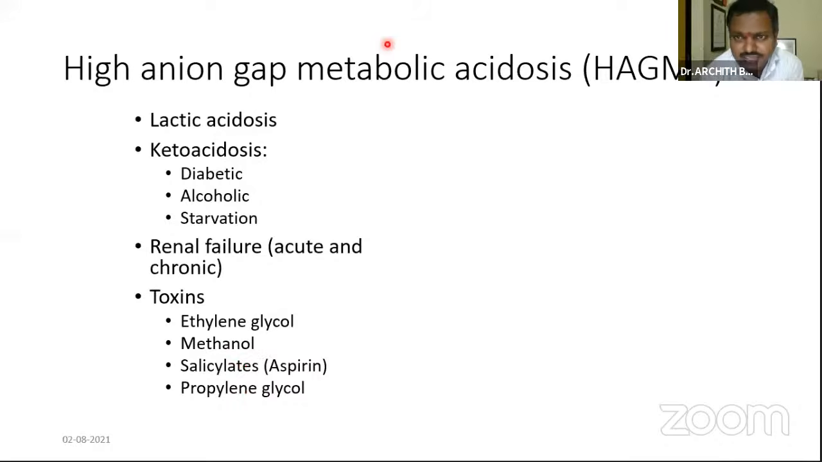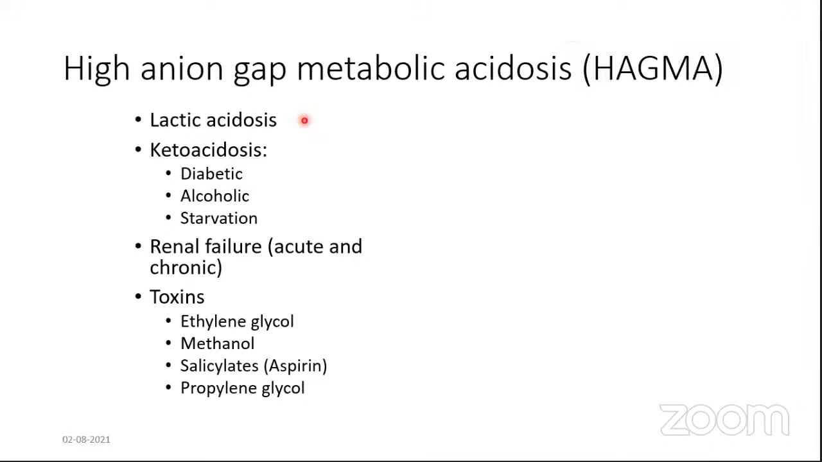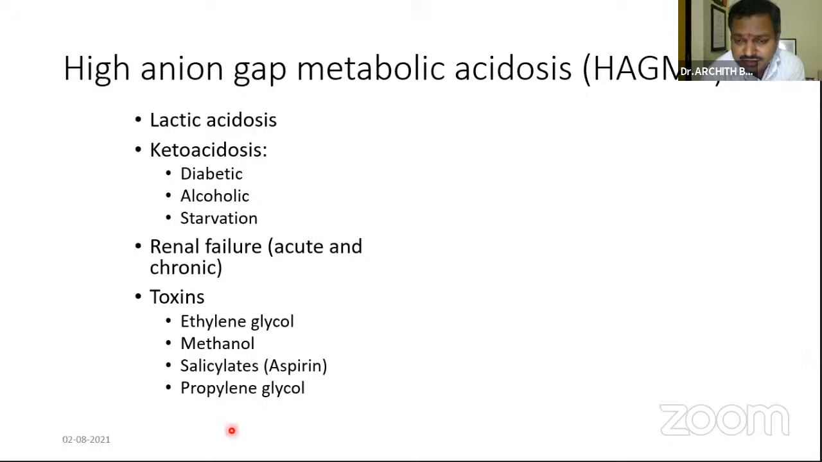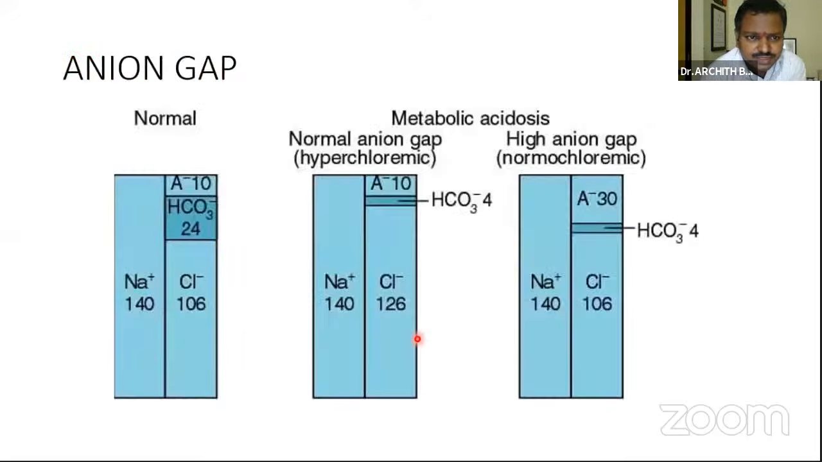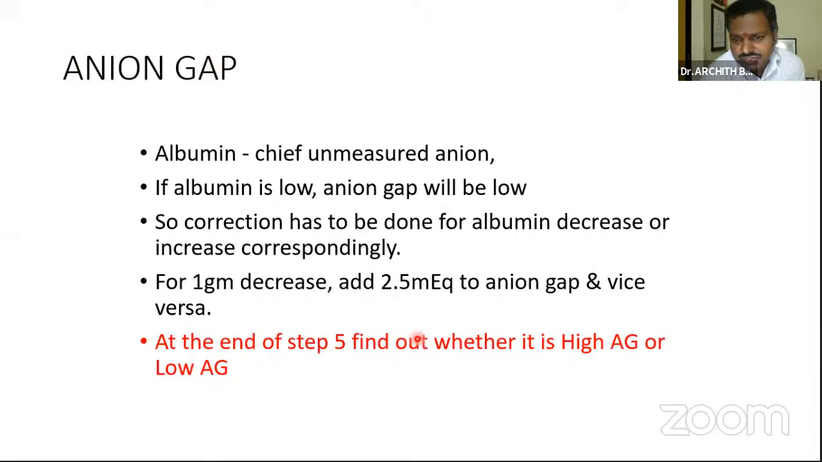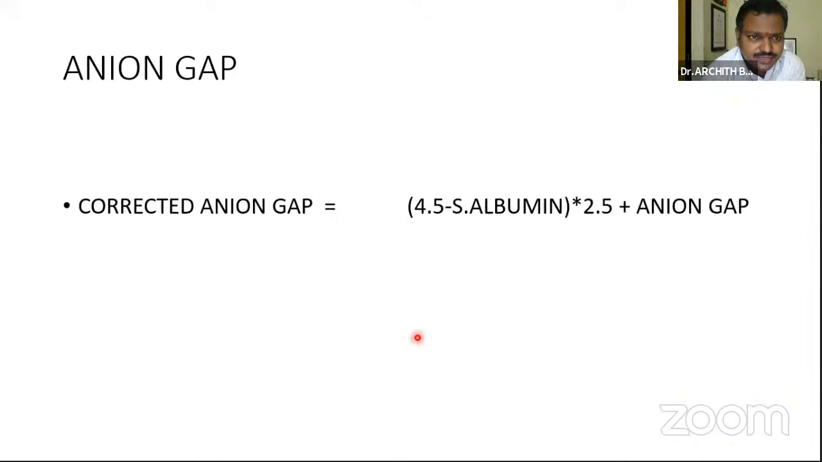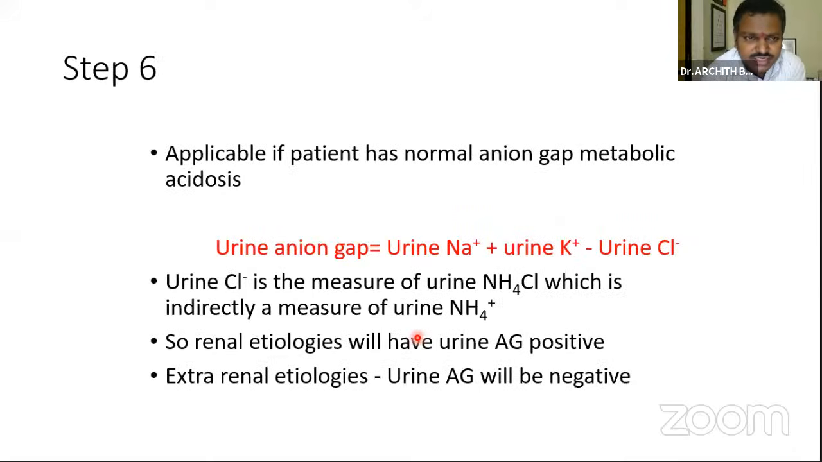So you have an acronym for this. The acronym goes by the name of MUDPILES, correct? Yes. So MUDPILES is the acronym for this. Again, remember this is asked and you will have to look for it. Various mnemonics are there. MUDPILES is one, GOLDMARK is the other one. For the normal anion gap acidosis, always remember, the most common that we encounter is renal tubular acidosis. Okay, I won't go on to the correction of the anion gap.